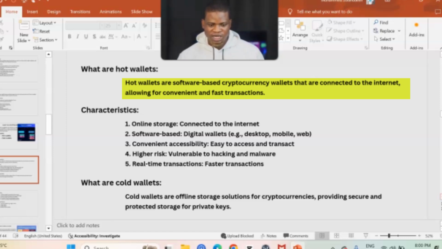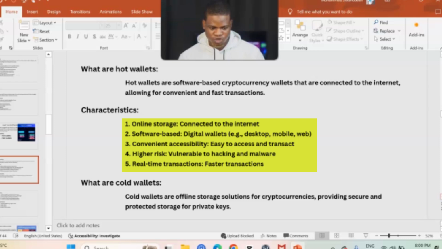So, characteristics of a hot wallet: it has online storage, which means you use it online on your phone. It is a software-based digital wallet, on desktop, mobile, and web, which means you can use it on your laptop, on your web application, and on your phone. Convenient accessibility, which means anything that is on your phone is conveniently used. Easy access and transaction. Also, higher risk, which is vulnerability to hacking and malware. That is the disadvantage of hot wallets, and real-time transactions, which are faster.